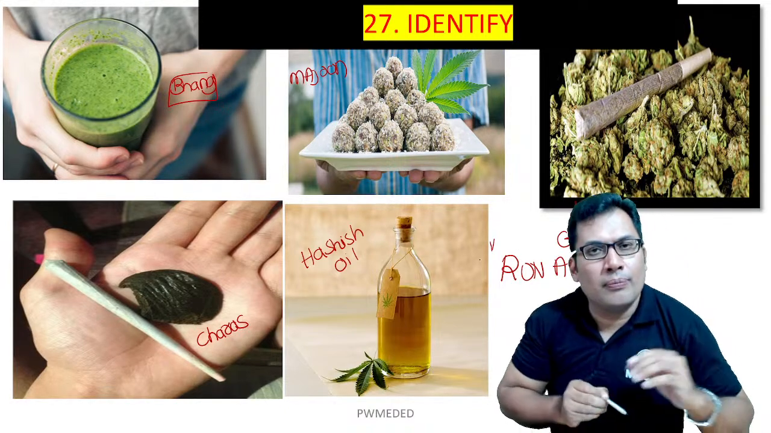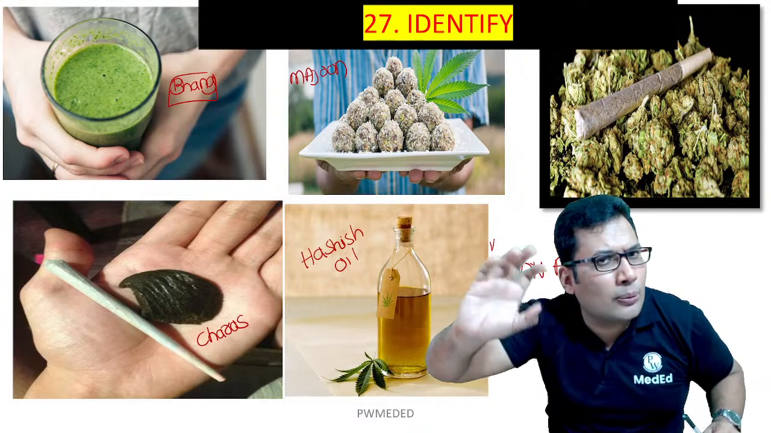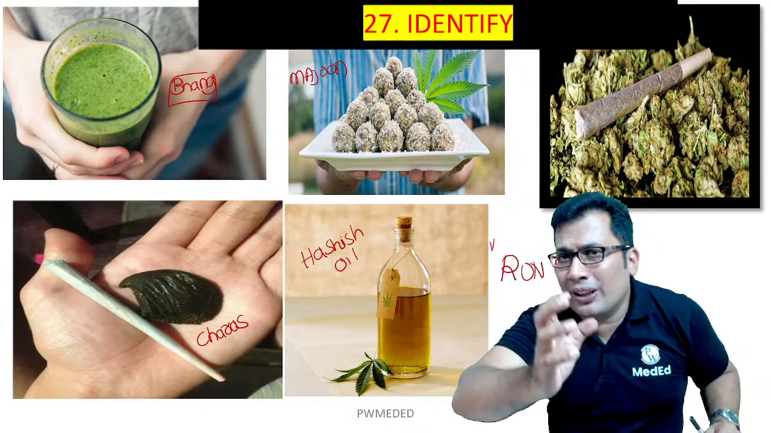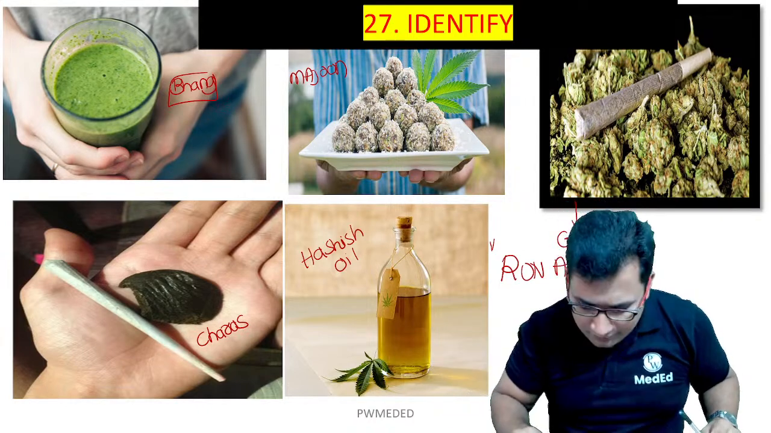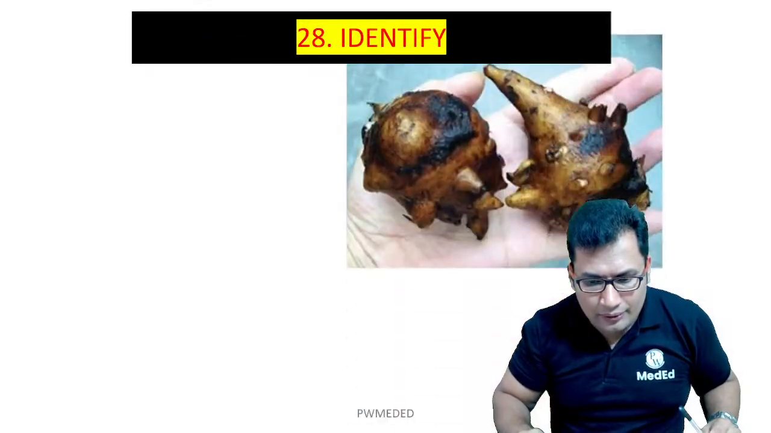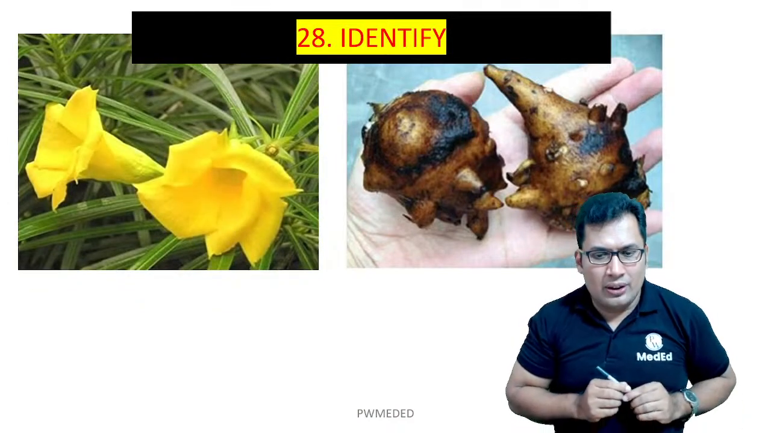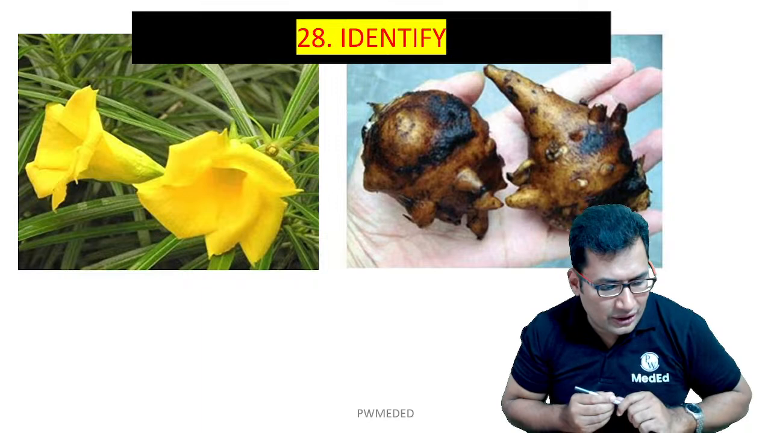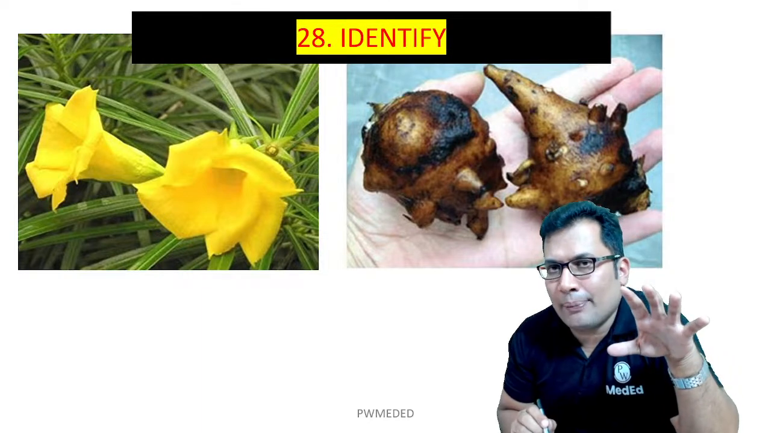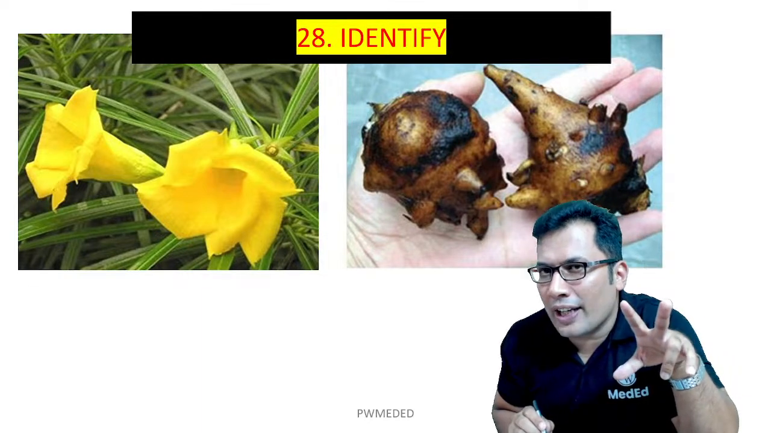Run amok. So go through cannabis in detail. That is very commonly asked. Cocaine, cannabis, datura, they are very commonly asked. Then look at this. There are 2 cardiac poisons. This can be asked in your exam. Very famous 2 cardiac poisons.